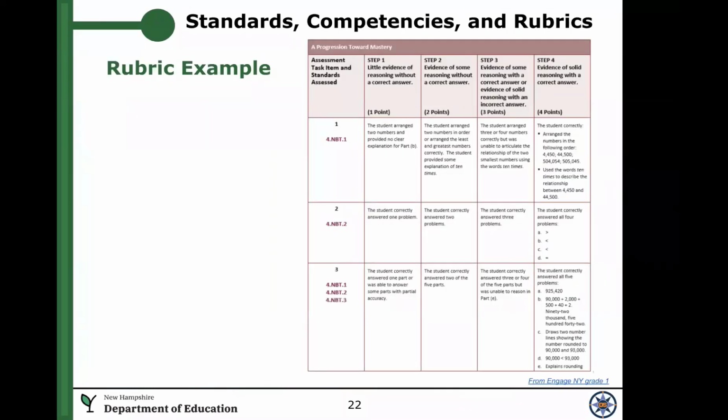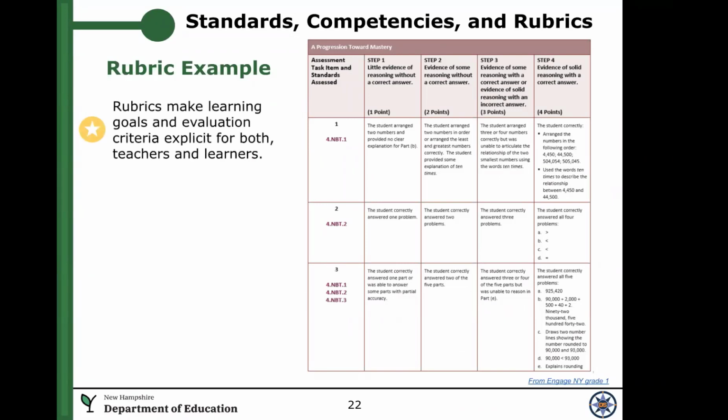Another rubric example here, this is from Engage New York. This is a grade 4 rubric. This is a teacher rubric, right? So what this is doing is making the learning goals and evaluation explicit for both teachers and learners. But I do want to say this is a teacher directed rubric. So depending on your students and depending on your grade level, you may want to recreate this with more student-centered language so that students can understand the rubric.